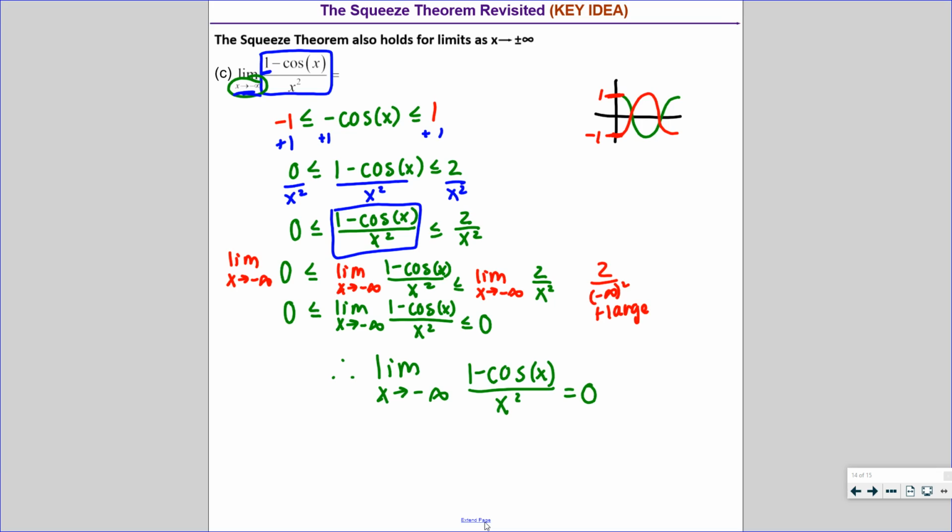We could have figured this out without doing the squeeze theorem, because cosine oscillates. So it's always going to be like some value up here, 1 minus some value in between -1 and 1 over super large is going to be 0. Okay, is that going to make sense? So if we were to graph this, we would have a horizontal asymptote at 0.